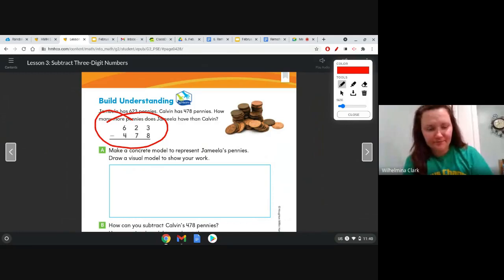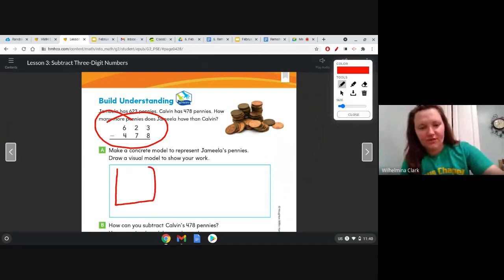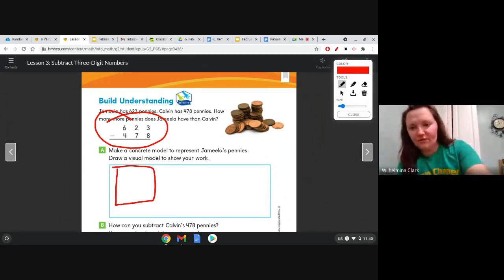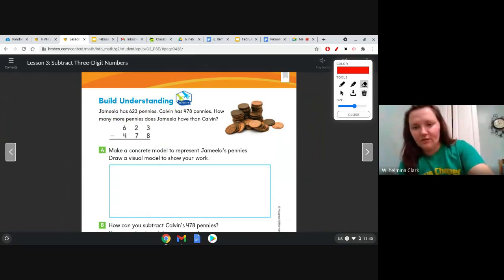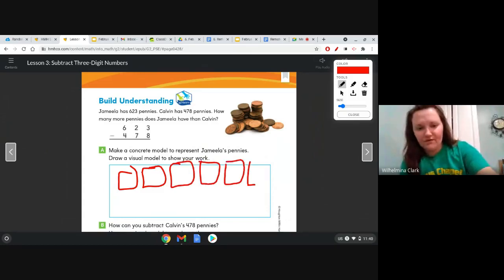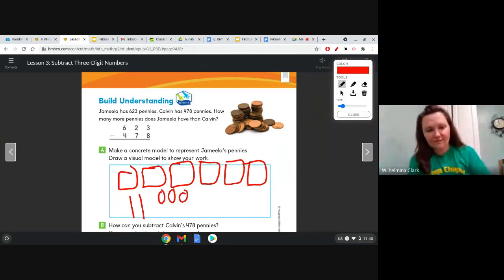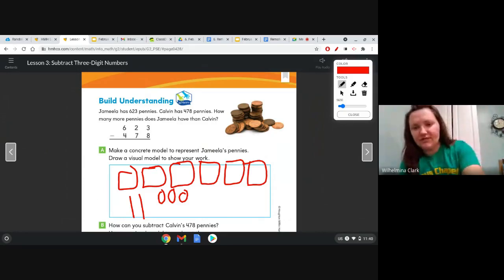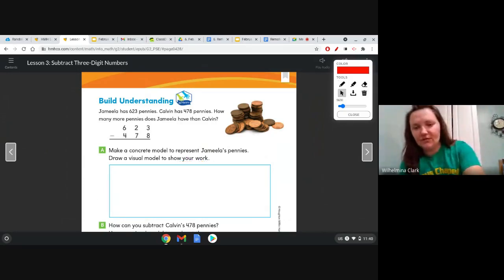Okay, so if we do this to represent Jamila's pennies, oops, I drew that too big. Right, let's try this again. So 1, 2, 3, 4, 5, 6, 100, 10, 20, 1, 2, 3. All right, so go ahead and draw that. Okay, don't forget to pause it. All right, now I have to erase this because it won't let me go down to the next part.